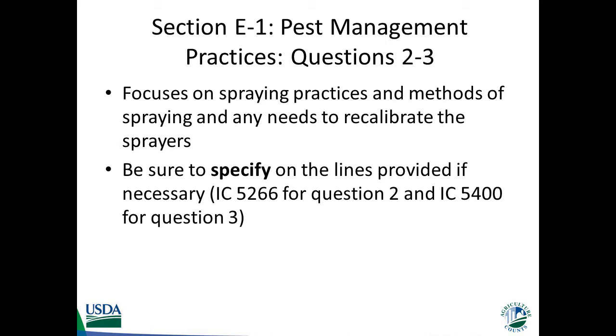Questions 2 and 3 include pick lists that ask about the types of spray activities that were used and what activities might have facilitated the need to recalibrate sprayers. If there are other reasons why a recalibration might have been necessary, or other types of spray activities which took place that are not included in the pick list, be sure to specify what was happening on the lines provided.